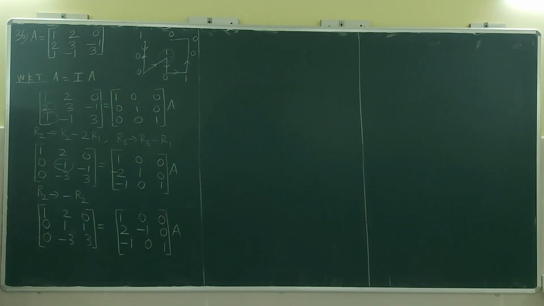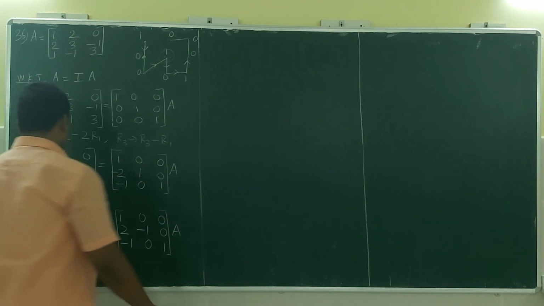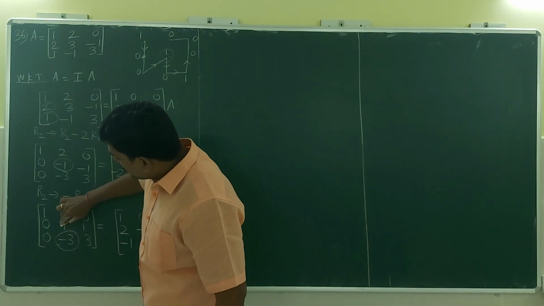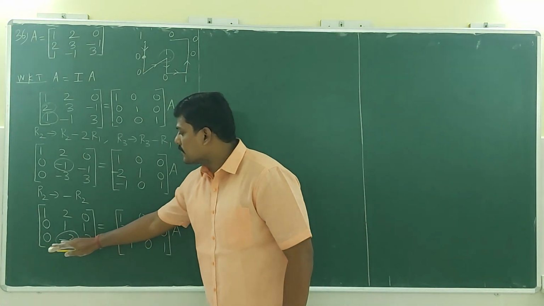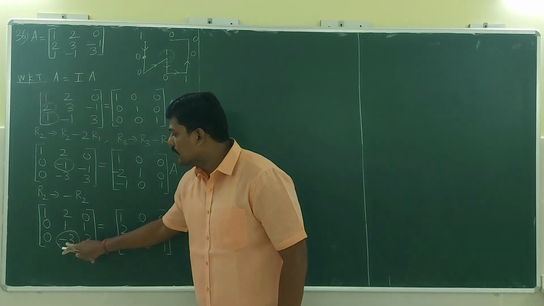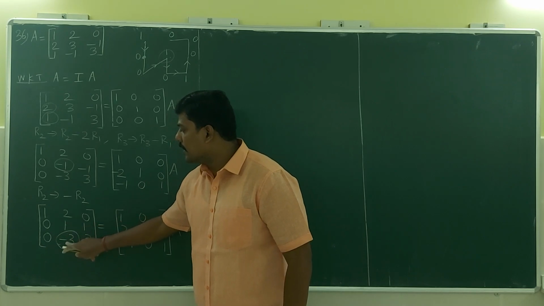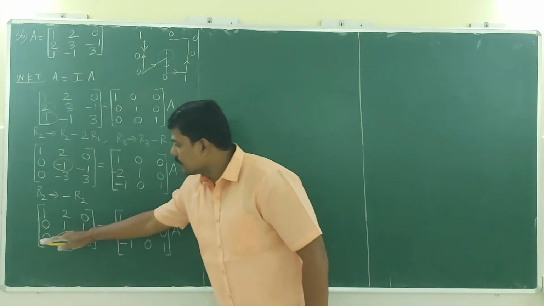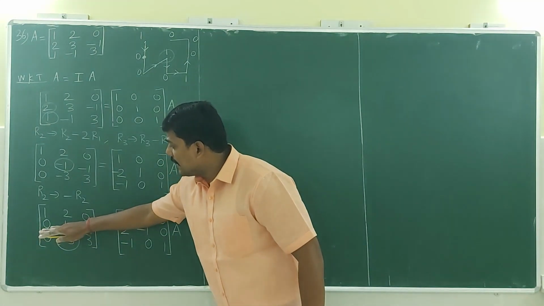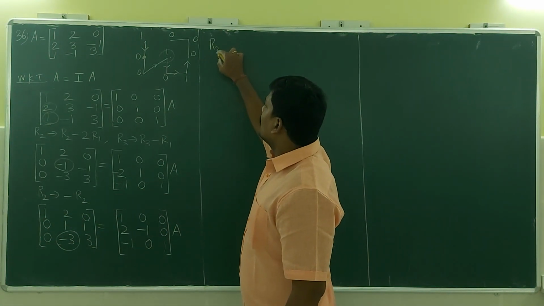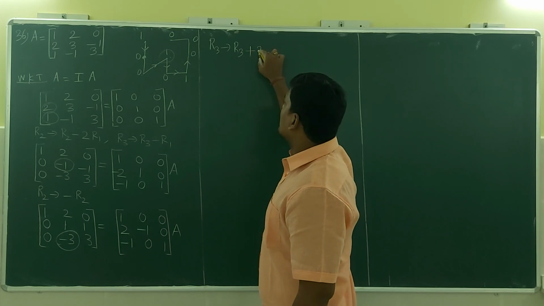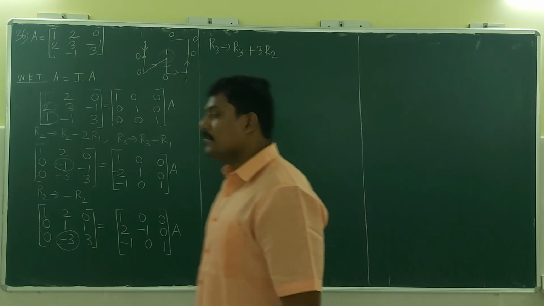Alright? Now listen carefully. The next element I have to target is this minus 3. If I have to make this minus 3 as 0, the suitable operation is to use the second row, this 1. Minus 3 plus 3 times the second row will give you this element as 0. So row 3 implies row 3 plus 3 times row 2. So R3 implies R3 plus 3 times R2.